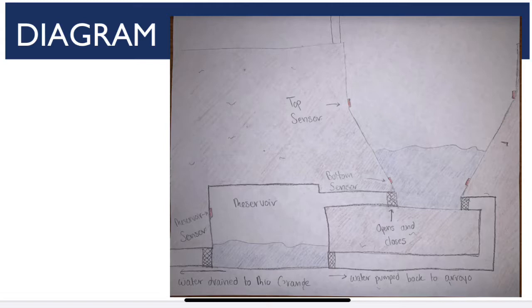Now, the reservoir is also prone to overflowing if there's very heavy rainfall. So there is a sensor within the reservoir as well, and if the water is rising to a level where it touches that sensor, the computer program will actually take advantage of a system that's already in place that drains the water from the arroyo into the Rio Grande and actually carry out that function of draining water from the reservoir into the Rio Grande.